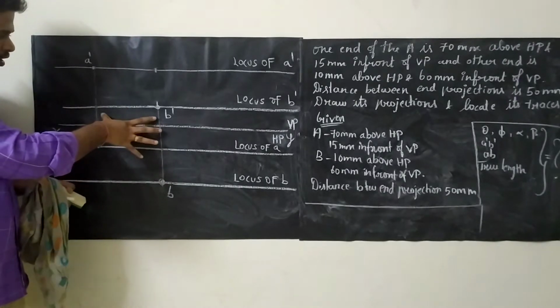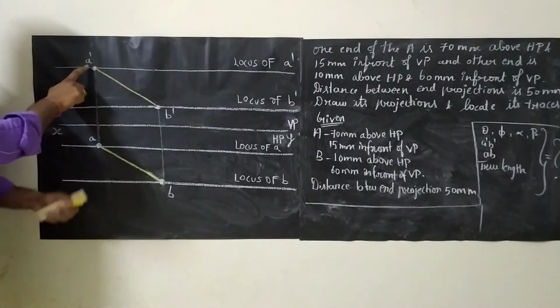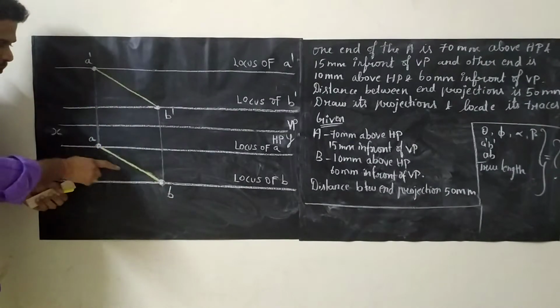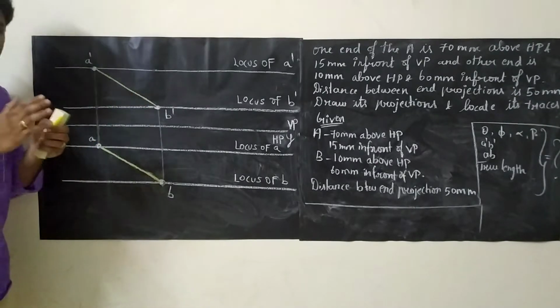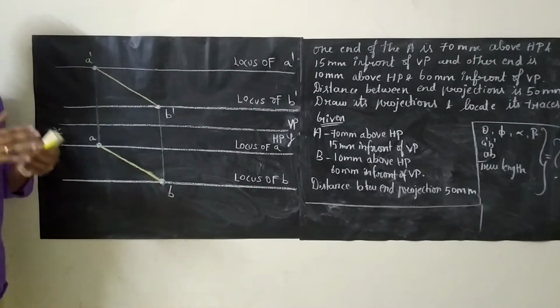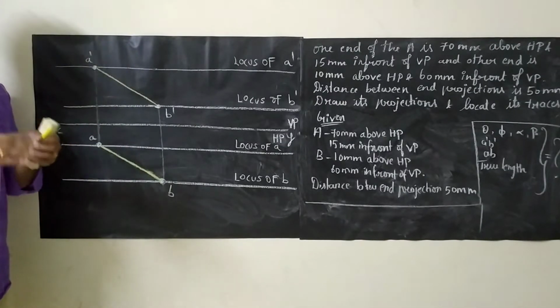So when you measure here, you have to get 50 mm. Next step is just to join A dash and B dash and AB. When you are joining A dash B dash, this line is called your front view and AB is called your top view. These two lines should be drawn very dark. It should be drawn with your HB pencil.